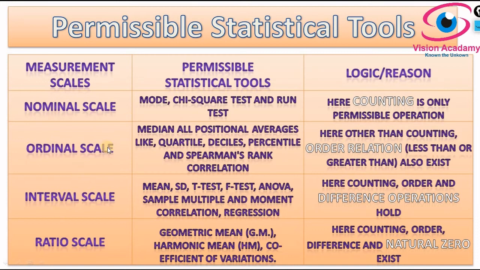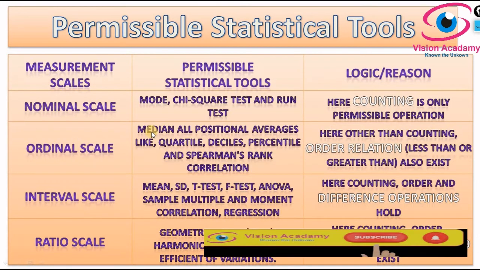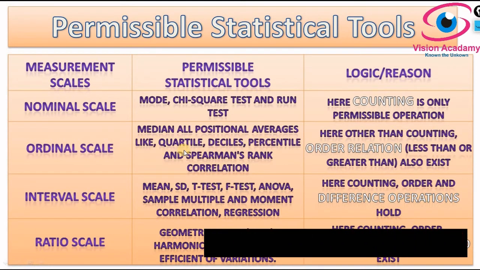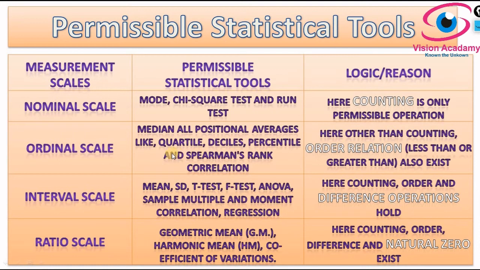If you come to the ordinal scale, you can calculate the median. Along with the median, you can also calculate all positional averages like quartiles, deciles, percentiles, and Spearman's rank correlation. In the median we calculate the midpoint, and in the positional averages we go for the quartiles, and we look into the quartile values, deciles and percentiles in statistics.